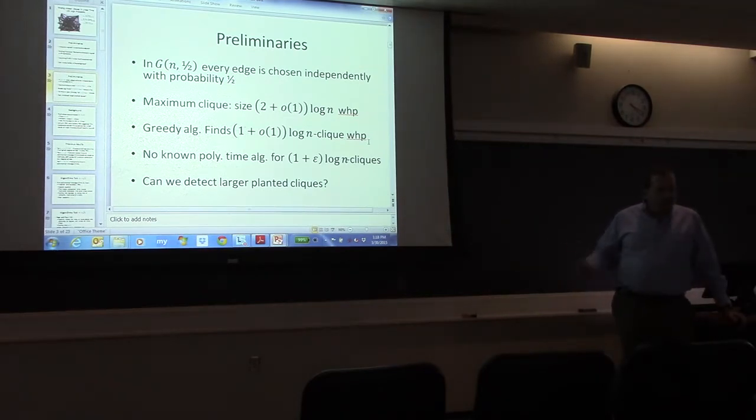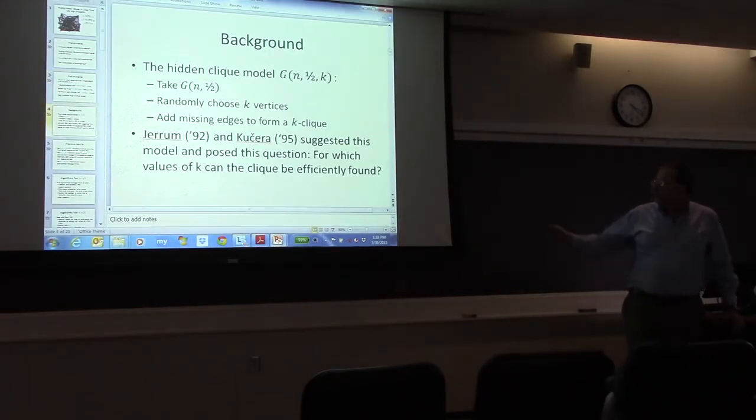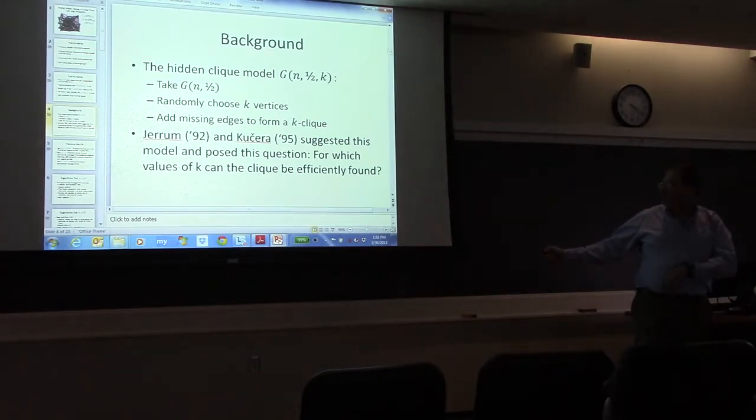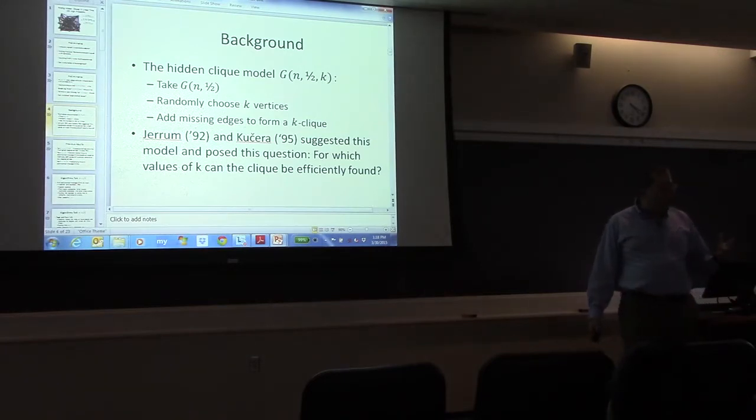So people thought, well, since this problem is hard, let's try and make this easier for us by planting artificially a large clique. So this will be the graph model of G(n, 1/2, k). We start with G(n, 1/2), randomly choose k vertices, and add the edges between them, the missing edges, to form a k-clique. How large should this k be so that we will detect this clique? Okay, and the k of interest now will be a power of n.